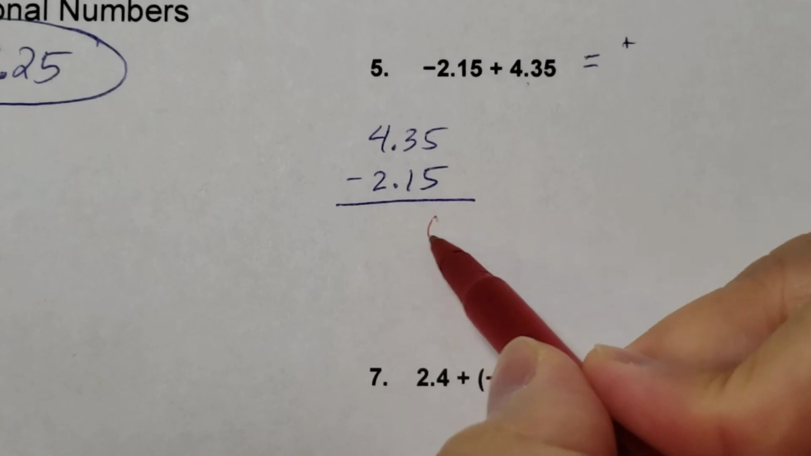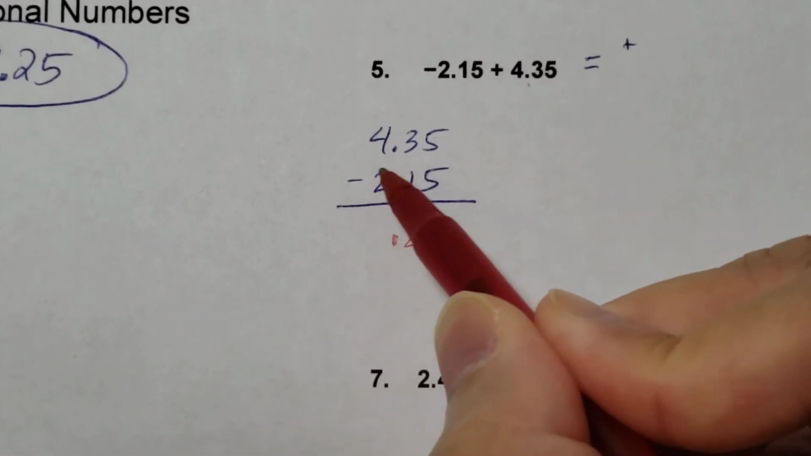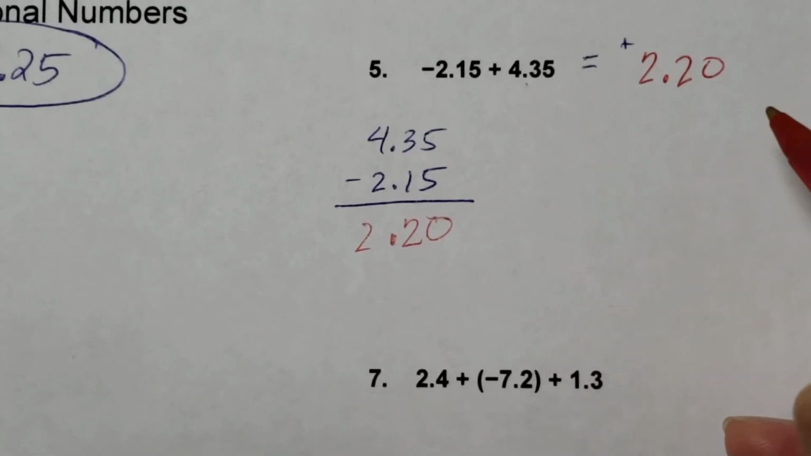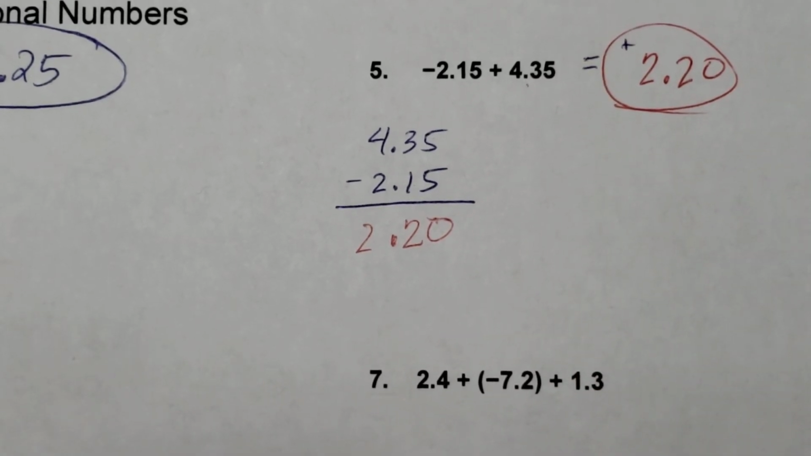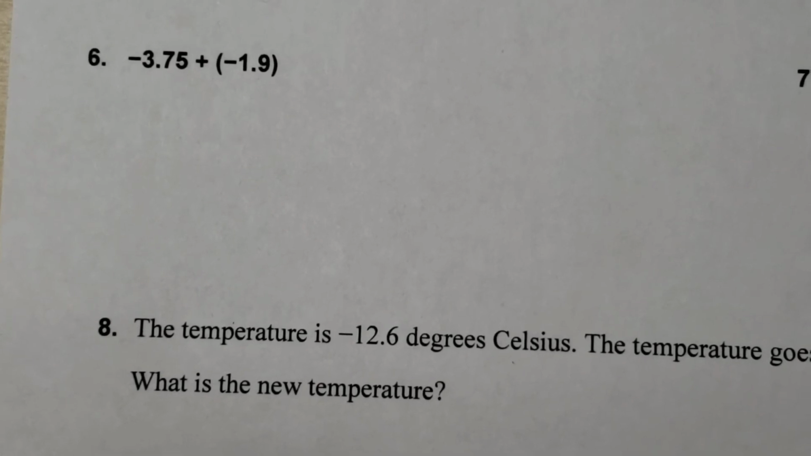5 minus 5 is 0. 3 minus 1 is 2. The decimal point, don't forget. 4 minus 2 is 2. So the answer is a positive 2.2, or 2.20. Don't forget that. Now, if you want to answer number 6 on your own, you can pause the video.